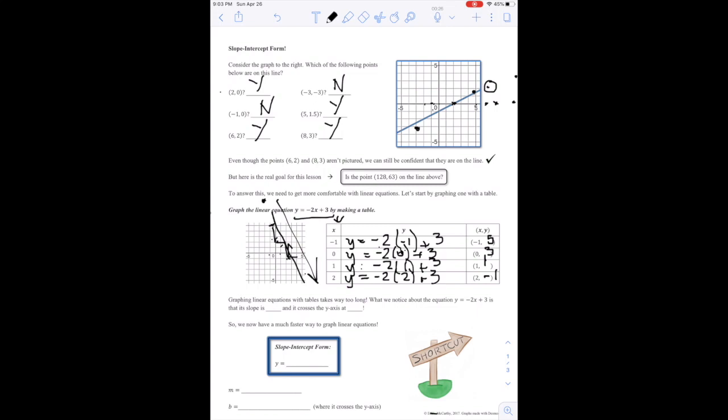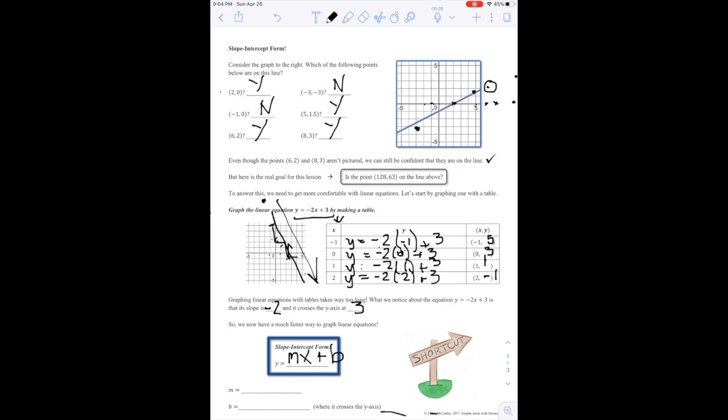So we learned that the slope is negative 2 in this equation, and it crosses the y-intercept at 3. So now we have a faster way to graph a linear equation. Here's the slope-intercept form as a reminder. y equals mx plus b. It's kind of a raggedy b. Let's see if we can fix that. Plus b. I'm getting a new pen. Hopefully it'll show up this week.